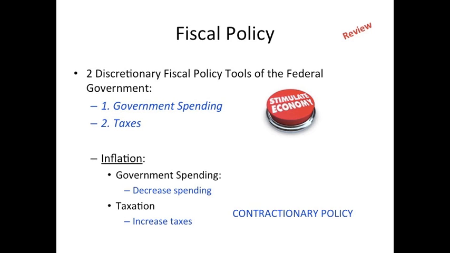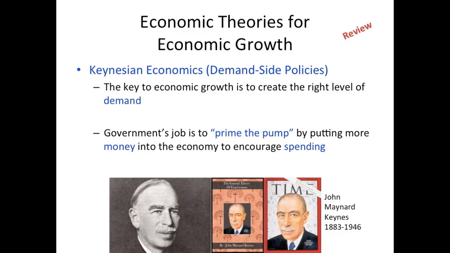Okay, now these same two tools can also be used in the opposite manner, and that is to fight high inflation. And so government spending, of course, would decrease and taxation could also increase. Now this is called contractionary policy because it's trying to slow down economic growth, which is often correlated to high inflation rates. Okay, the use of fiscal policy is not without debate.